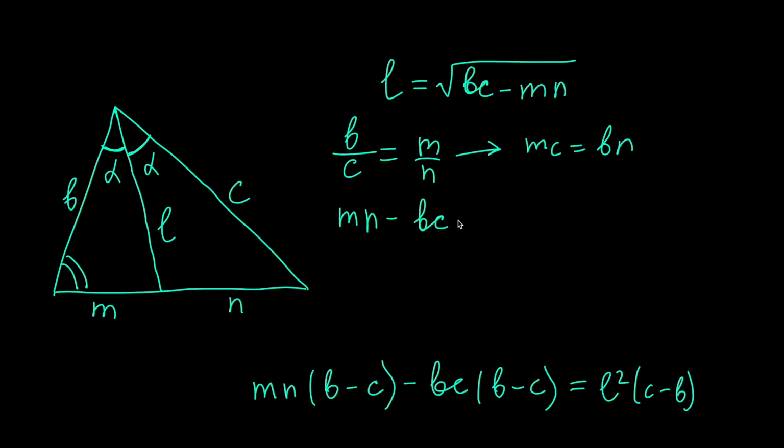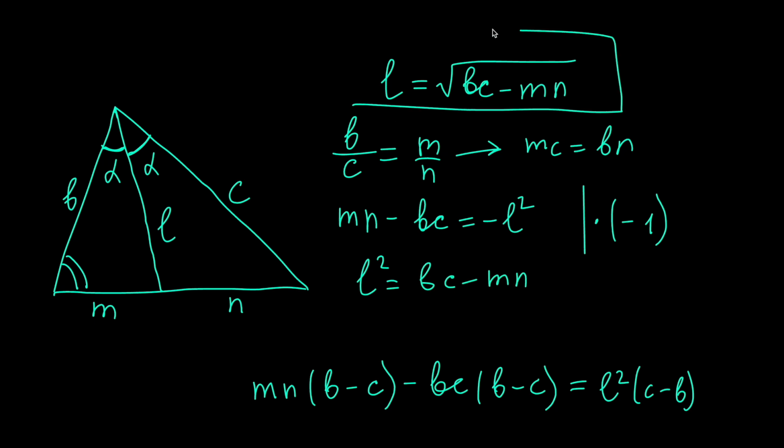which will give us MN minus BC equals minus L squared. So now we just have to multiply both sides by -1, so we will have L squared equals BC minus MN, which again implies the original formula. Thus, we have proven the formula of the length of the angle bisector of a triangle.